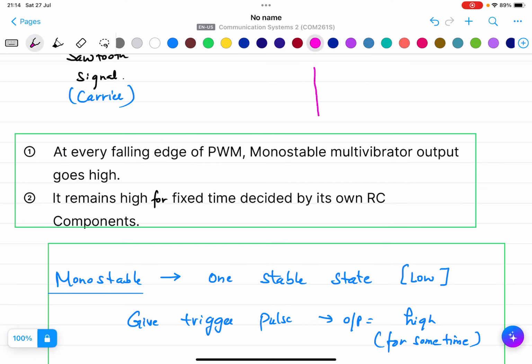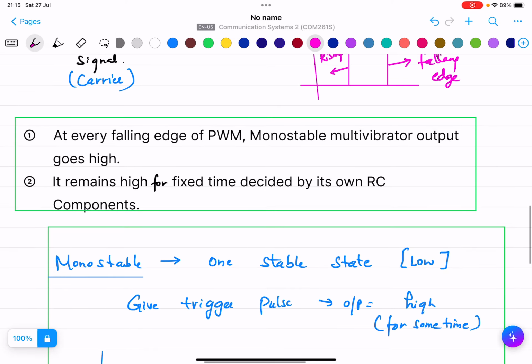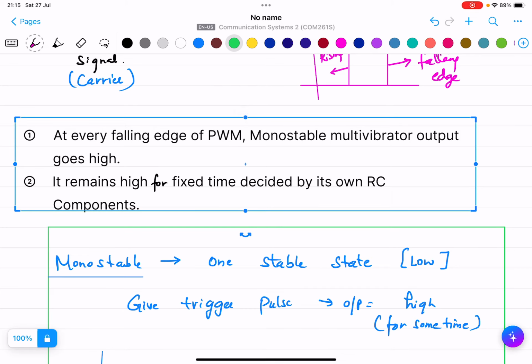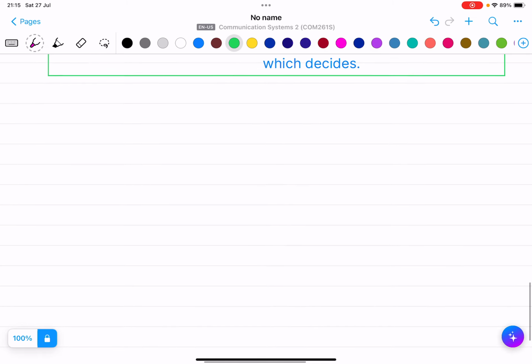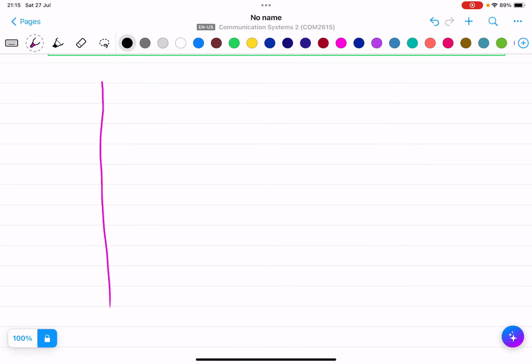Suppose this is a pulse like this. Whenever it is going high, this is the rising edge, and when it goes low, that is the falling edge. So at every falling edge the output becomes high. It remains high for a fixed time decided by its own RC components, and then again it becomes low. You need to remember this, and then I am making the waveform. You will understand it better with the waveforms.